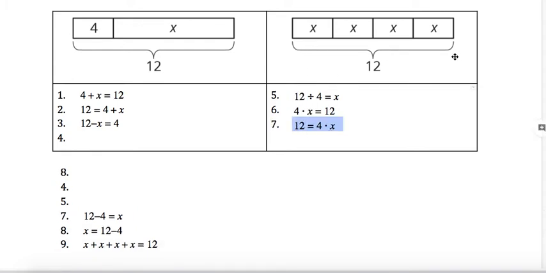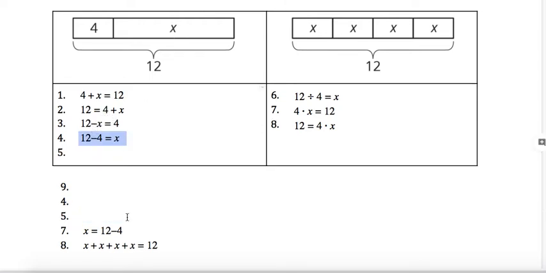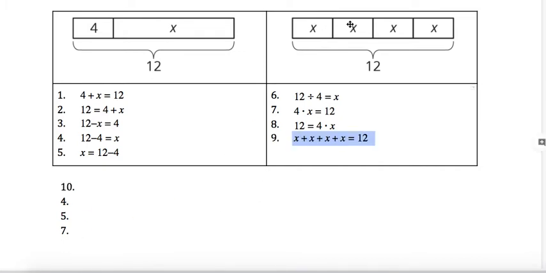Because here we have 12, our total, equals 4 times x. So I'm going to predict that this one will make sense here. 12 minus 4 equals x. 12 minus 4 leaves me with x. And we know that this is equivalent to that one. This last one's a little tricky because it has addition, but I don't have 4 x's here. So this is repeated addition, which can be represented as multiplication. So x plus x plus x plus x makes 12.